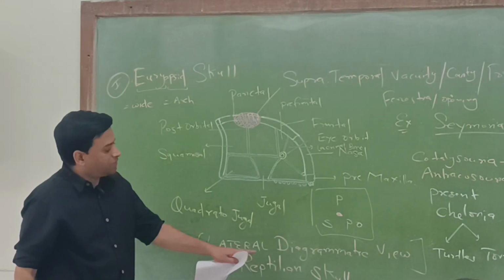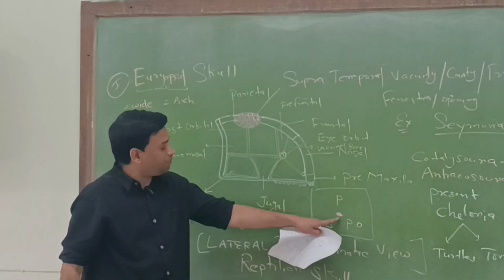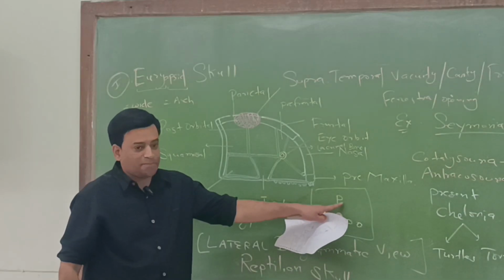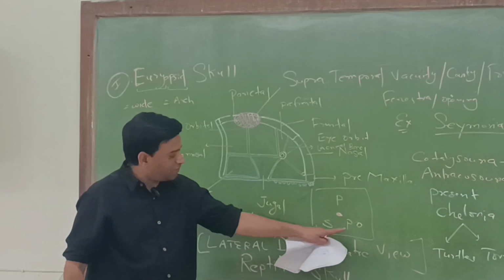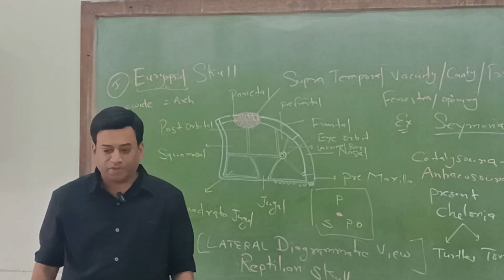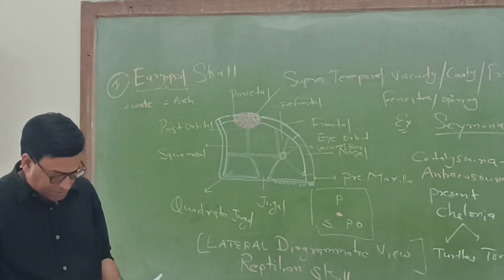So you will describe that the superior temporal vacuity is surrounded by 3 bones, from the upper side the parietal bone, and from the lower side the squamosal and the post orbital bone.